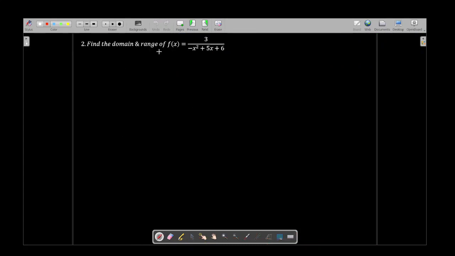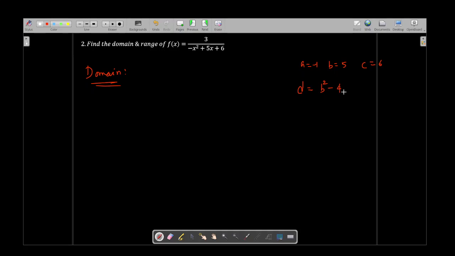So this is an interesting problem. We have negative a here. A is negative. Let us find the domain first. To find the domain, let us see whether the root exists or not. Here a is minus 1, b is 5, and c is 6. Let us find the discriminant.